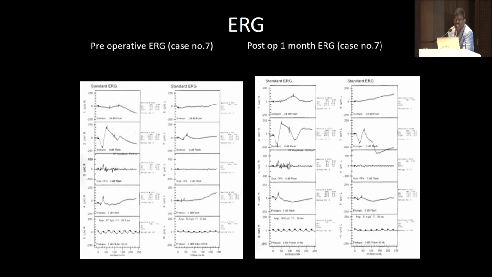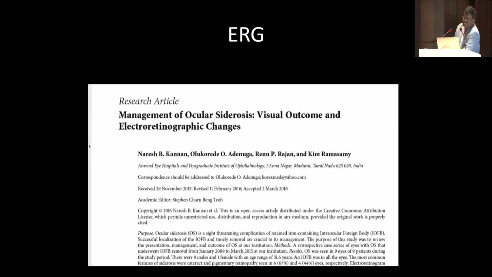And we have to do ERG in case of the siderotic eye. Initially, there will be a response. Over a period of time, there will be a reduction in the B wave. And finally, there can be a flat ERG. The thing is, if the ERG is flat, still we have to operate, provided we do EOG also.